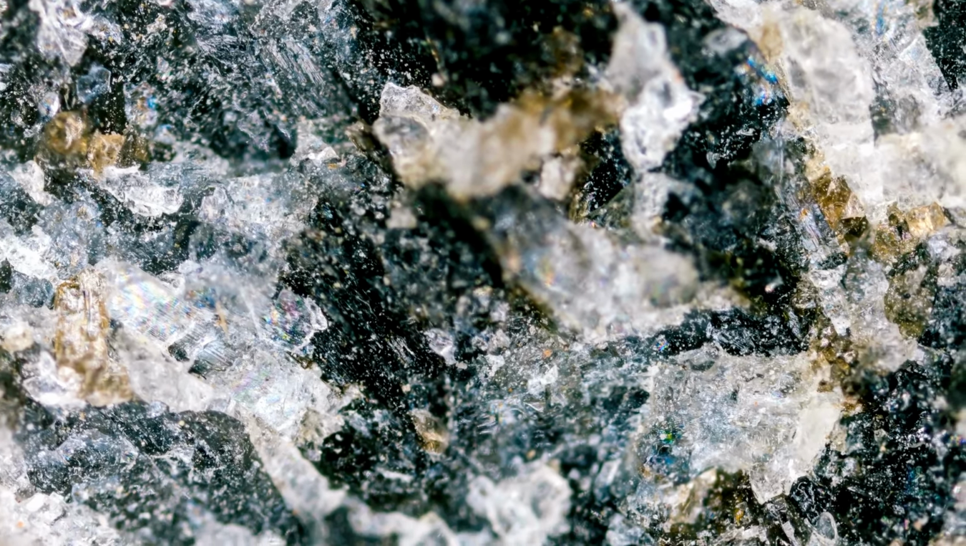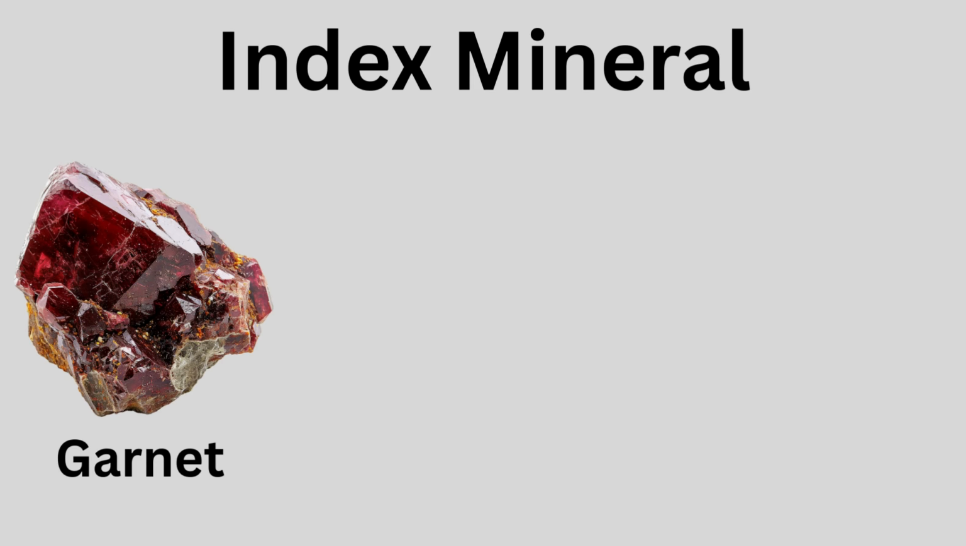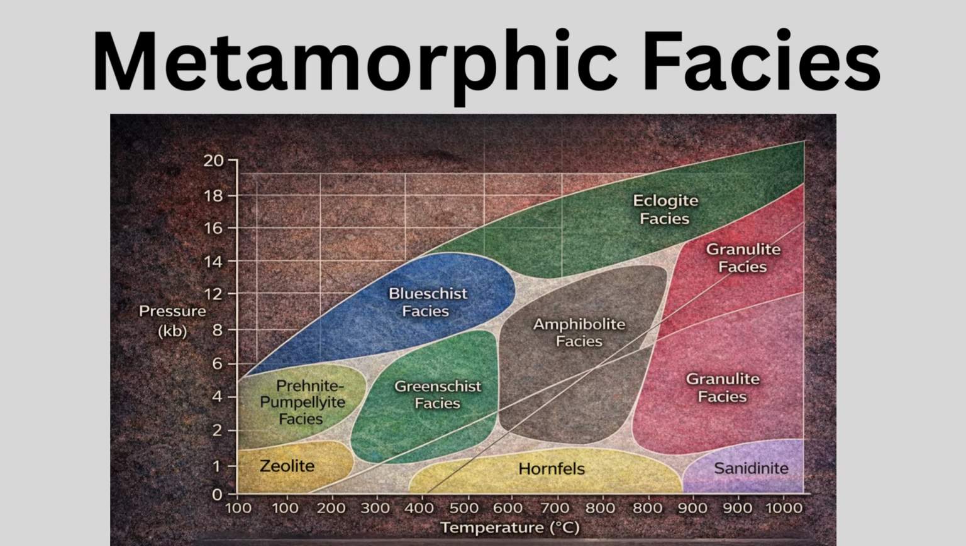Certain minerals, called index minerals, form only under specific temperature and pressure conditions. Garnet, kyanite, and staurolite, for example, appear only once a rock reaches particular depths or heat levels. By identifying these minerals, geologists can estimate the conditions the rock experienced during metamorphism and place it within the correct grade. To organize these conditions further, geologists use the concept of metamorphic facies.